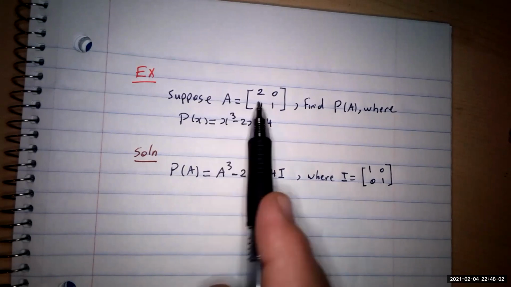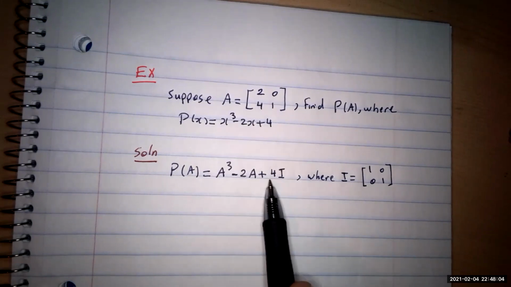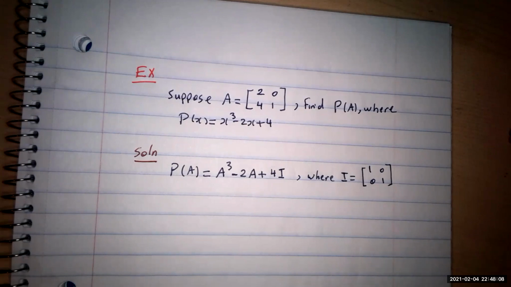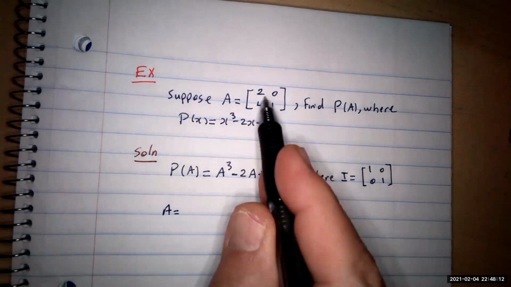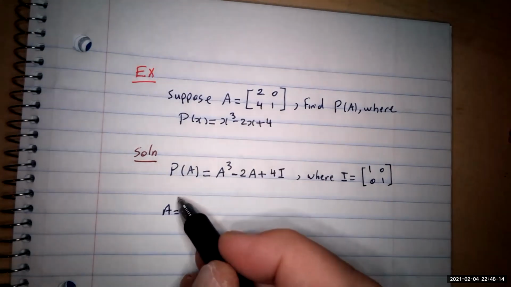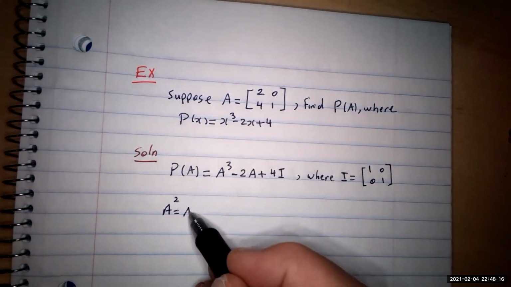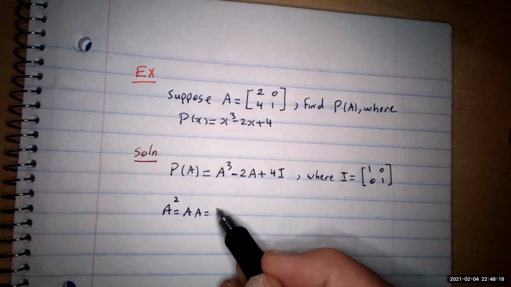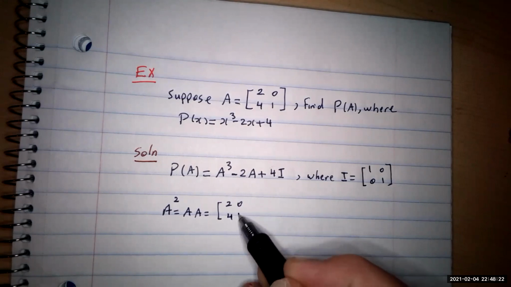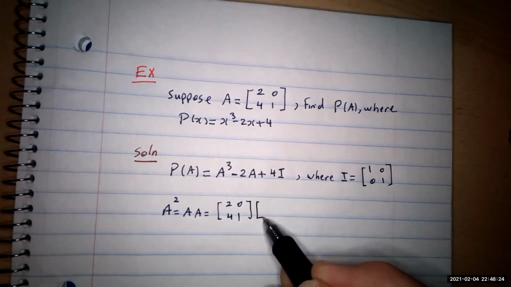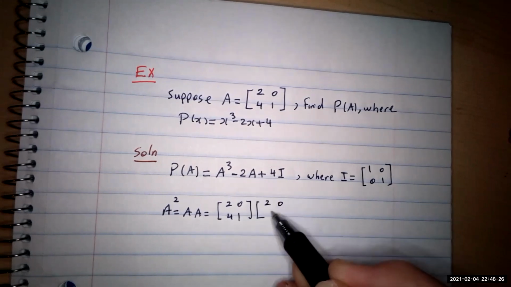So this is a matrix. We are going to find all these quantities and come back and substitute them. We know that A is 2, 0, 4, 1. I'm going to find A squared first. A squared is A times A, so this is 2, 0, 4, 1, multiplied by again 2, 0, 4, 1.